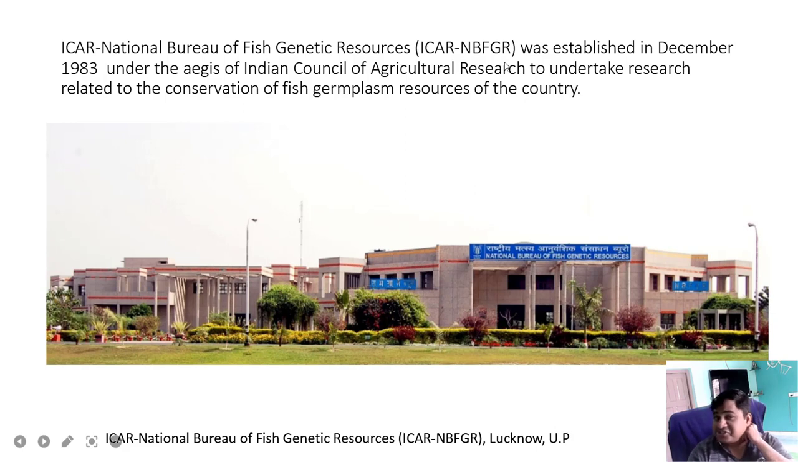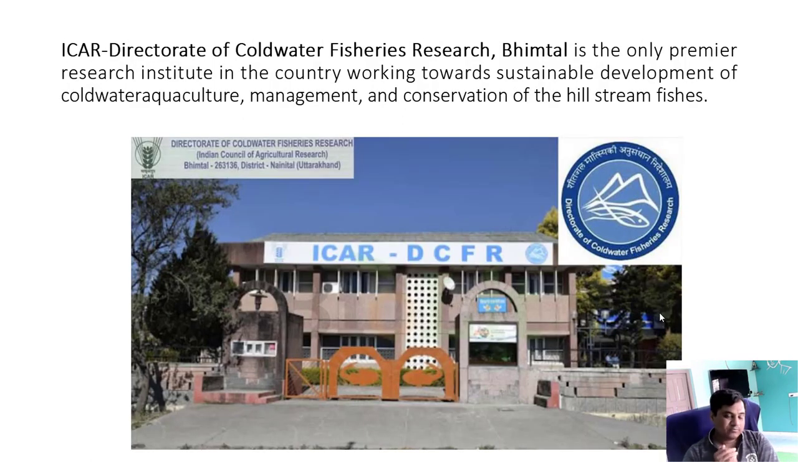It was established in December 1993 under the aegis of the Indian Council of Agricultural Research to undertake research related to the conservation of fish germplasm resources of the country. It is situated in Lucknow in the state of Uttar Pradesh.